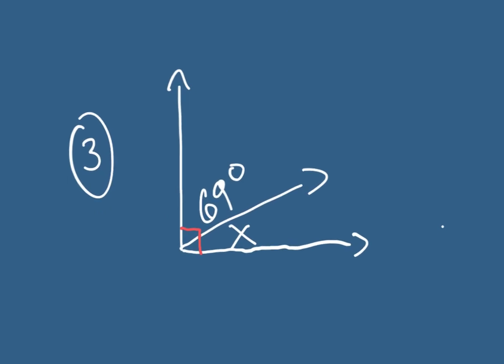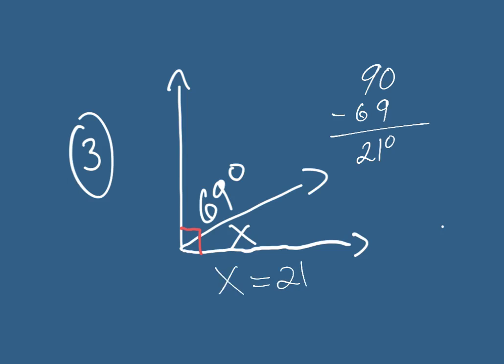Okay, number three. Sorry for the squiggly lines. It's really hard to draw on an iPad. Anyway, this one, you have a 90-degree angle with a 69-degree angle inside of it. And so to find x, you would do 90 minus 69. When you do 90 minus 69, you should get 21 degrees. And so then your answer is x equals 21 degrees.